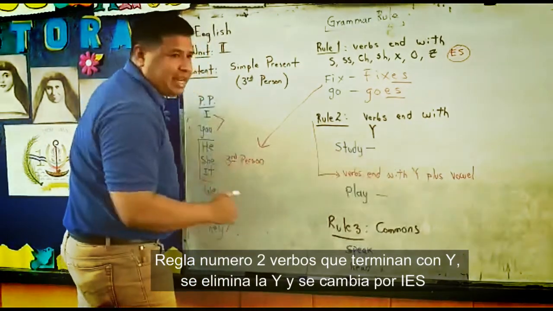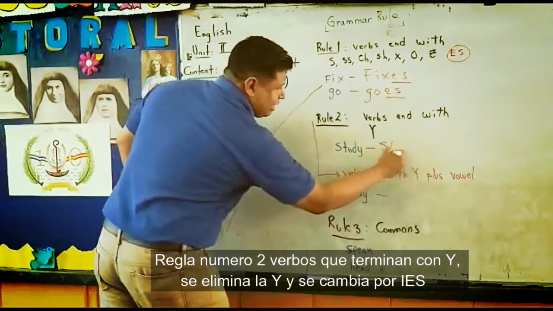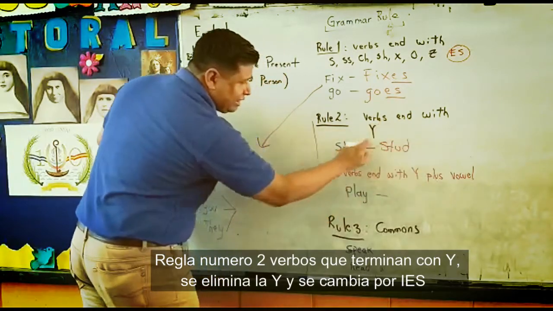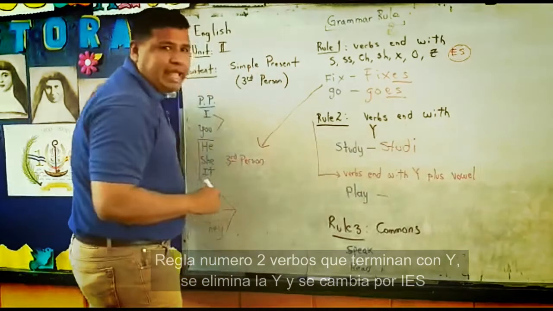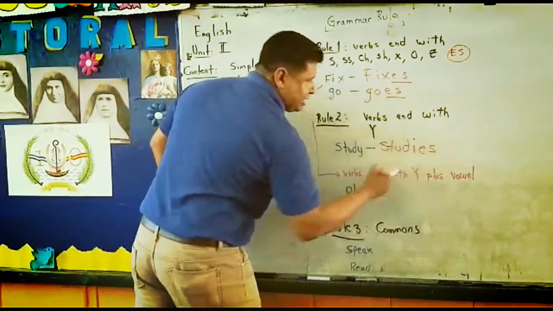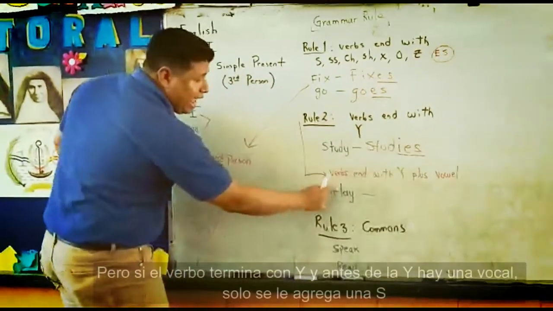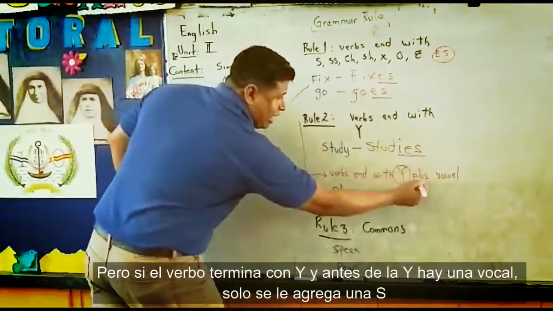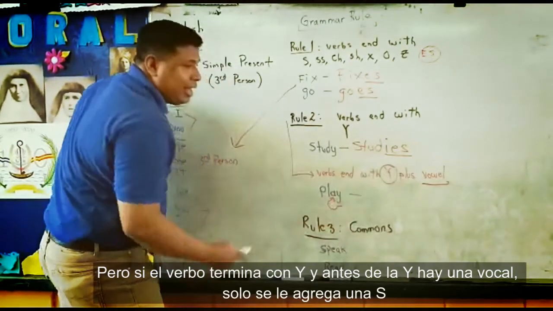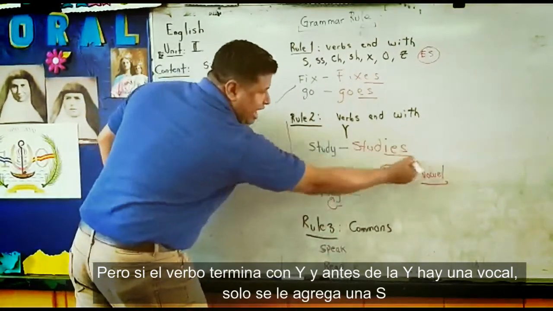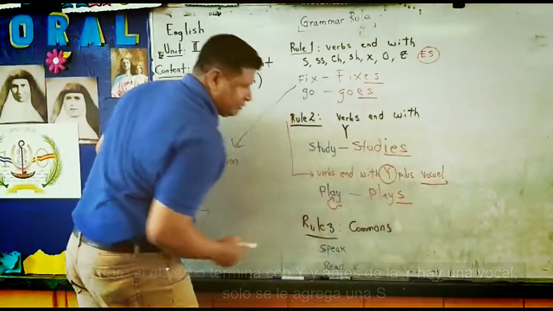Rule number 2, verbs that end with Y. For example, study, ends with Y. Termina en Y. So we're going to delete Y and we're going to add a small i and ES: studies. But when the verb ends with Y and a vowel, for example, the verb will not change to ES. We only add S.